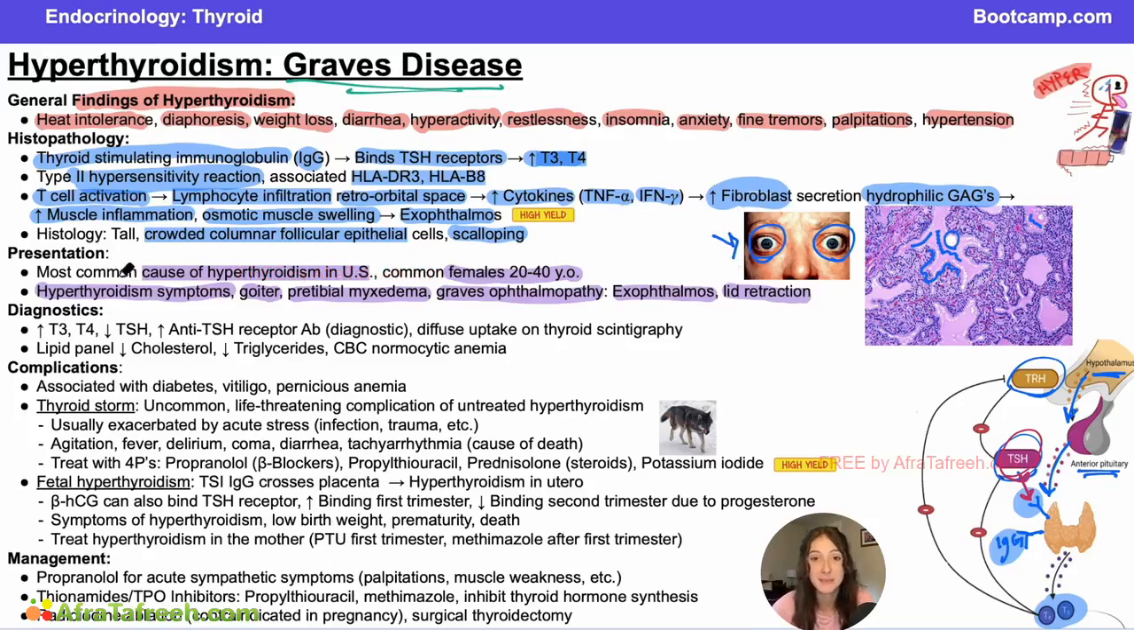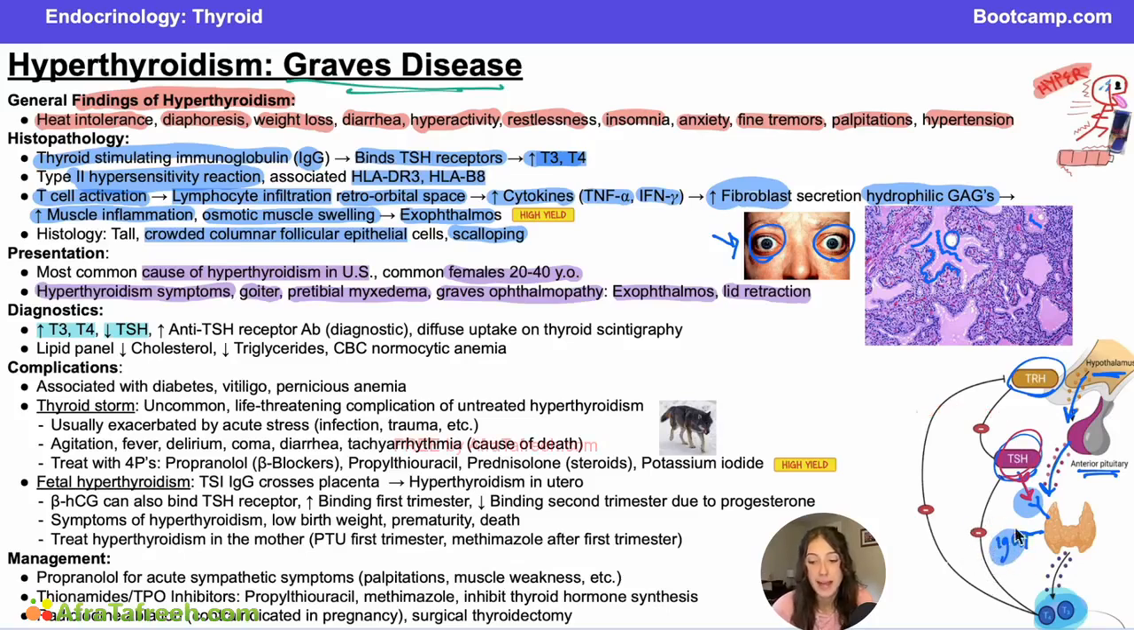But what will we see when we do laboratory tests on patients who have Graves' disease? Well, something you'll see is increased T3 and T4. That makes sense because I told you that we are hyperthyroid and releasing more T3 and T4, but we will actually see decreased TSH. Why would that be? Why would we see decreased TSH?